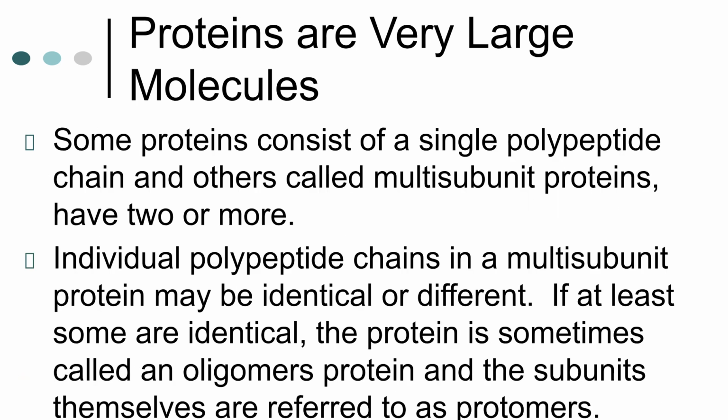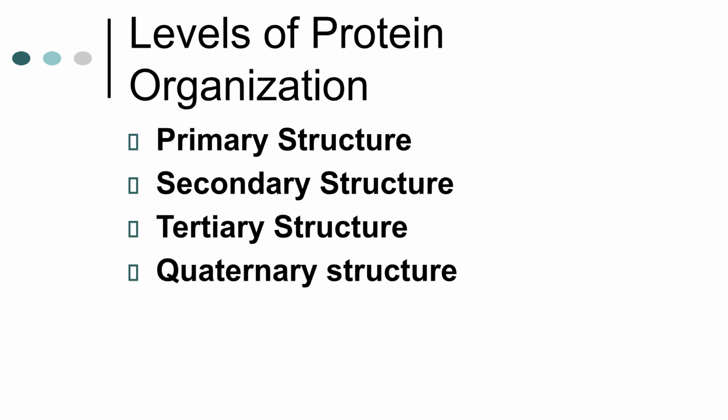Proteins are very large molecules. Some consist of a single polypeptide chain, while multi-subunit proteins have two or more. If some subunits are identical, the protein is called an oligomer. Proteins are organized into 4 levels: primary, secondary, tertiary, and quaternary structure. We will explore how amino acid sequence dictates protein function and structure.